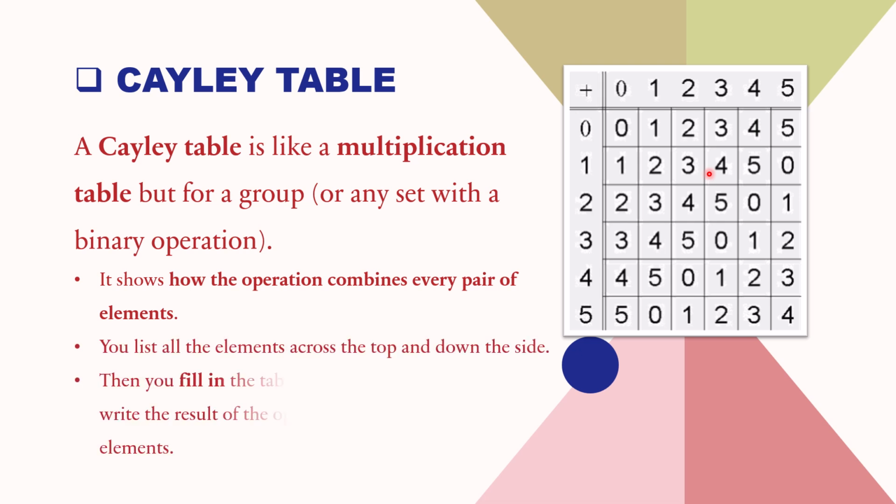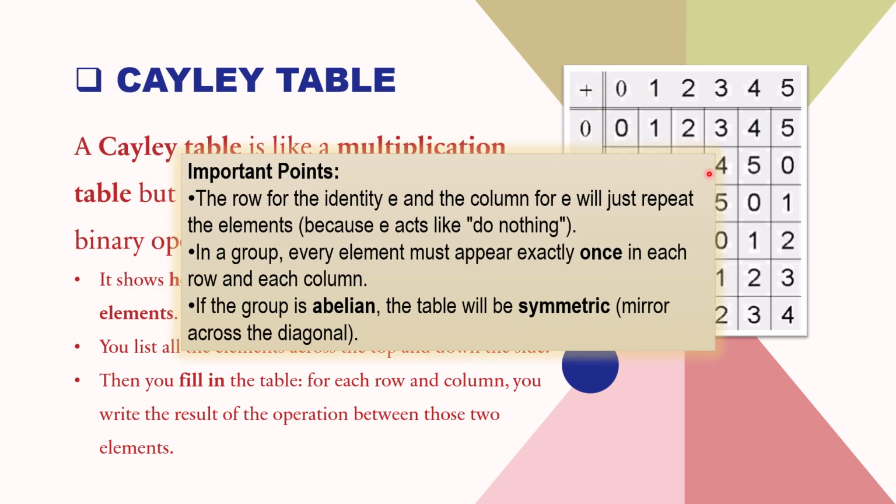Then you fill in the table for each row and column. You write the result of the operation between those two elements. Now the main point is why is it so important? The row for the identity E and the column for E will just repeat the elements, because E acts like a do-nothing move. In the very first video of the group theory lecture series, we saw that the identity E acts as a do-nothing move, right?